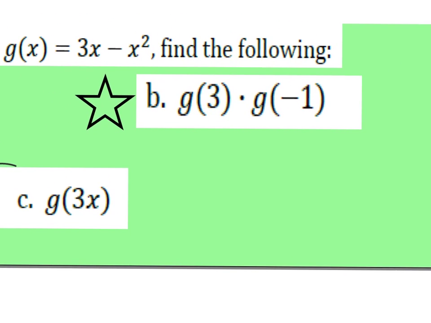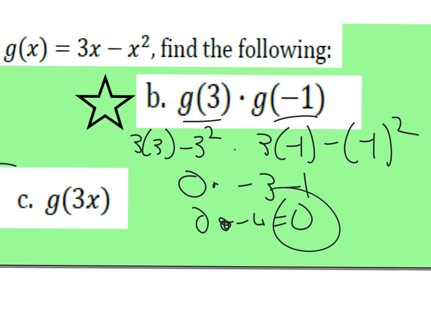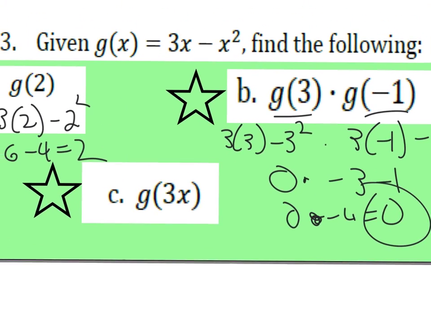B, g of 3 times g of -1 means I have to figure out the g of 3, figure out the g of -1, and then multiply those. So that's going to be 3 times 3 minus 3 squared times 3 times -1 minus -1 squared. So this ends up being 0. 0 times -3 minus 1. Doesn't really matter. 0 times -4, it's still going to be 0. 0 is my answer. So last piece, 3x.